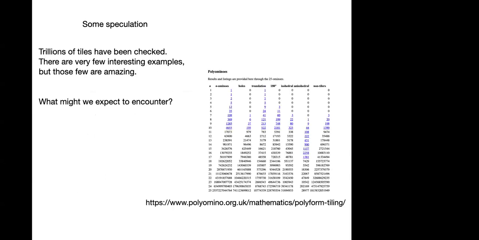Here's Joseph's data from 20 years ago. You can see that this is 12 digits, 13 digits, I think, for tiles that he's checked. And again, I'm showing you 3 interesting examples. So it's a good place to stop.